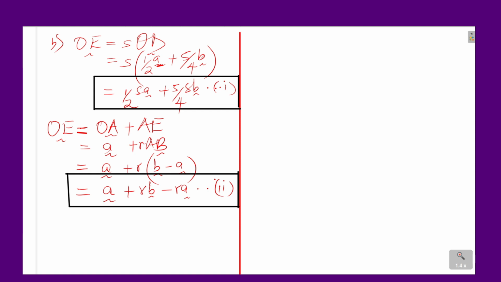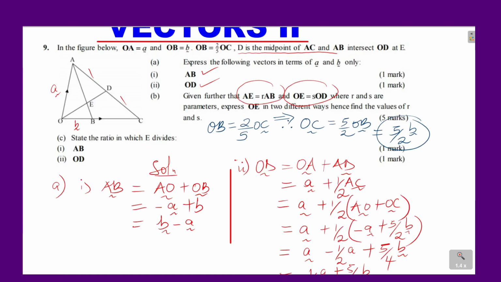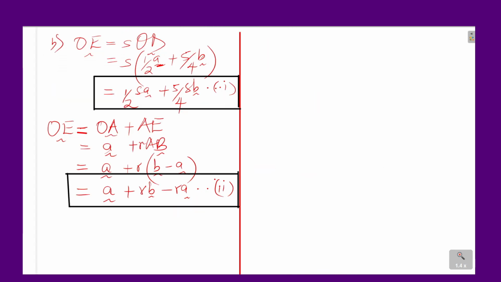They're here. So the next thing we need to do is to find the values of R and S. Using these two ways that we have expressed OE, we use them to get R and S. These are scalars. So how do we do that? Because they are expressing the same thing, the ones I have put in rectangles, we are going to equate them. This one is expressing OE and this one is expressing OE. So they're expressing the same thing. So you equate equation 1 and 2. I'll take a half SA plus 5 over 4 SB. That is the first equation. I equate the second one, which is A plus RB minus RA.